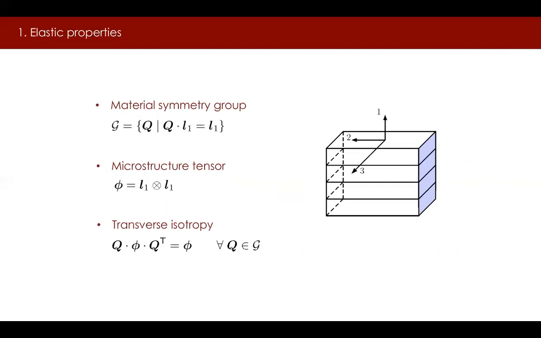But we need to have a more general way of characterizing the geometric orientation of the bedding plane. To define the orientation of the bedding plane, we let L1 denote the unit vector in the direction of the axis of cross-anisotropy. The plane of isotropy is then the 2-3 plane. The material symmetry group G defines all proper orthogonal rotation operators Q, possessing the properties of invariance with respect to rotation in the 2-3 plane. The second-order microstructure tensor phi thus defines the geometric configuration of the bedding plane.